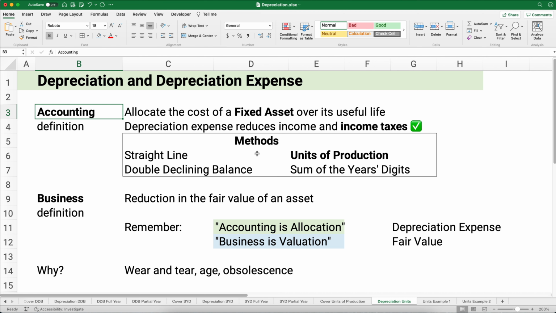Now, there's four different methods. I have a playlist that I'll link below on all the different methods. This is the units of production method. I have all the other three videos already complete.